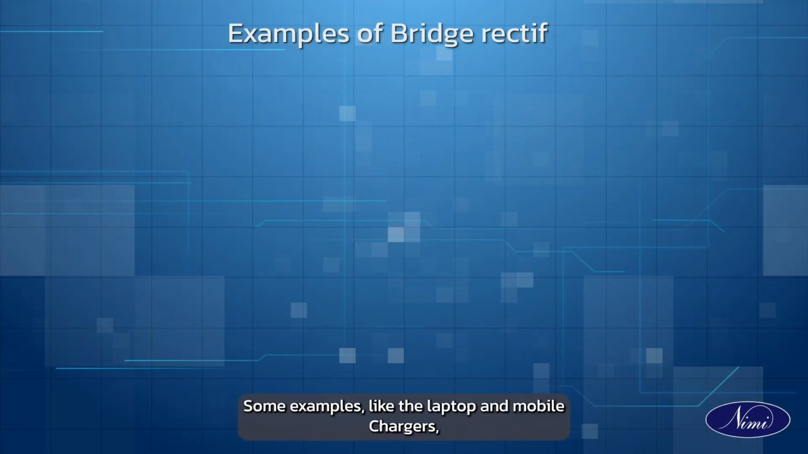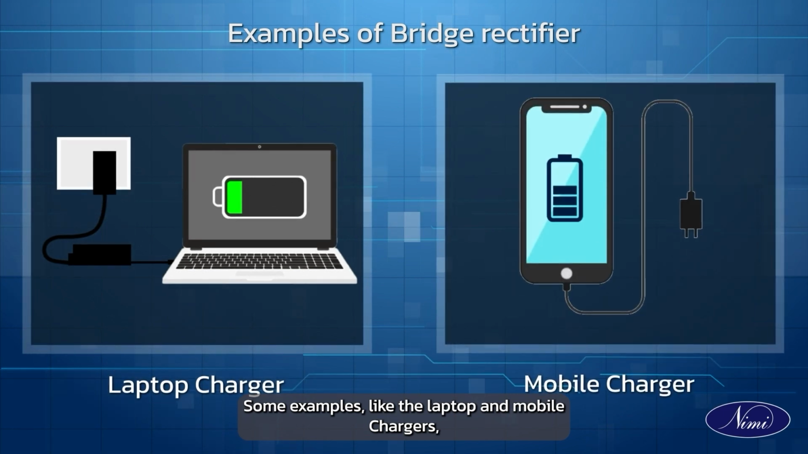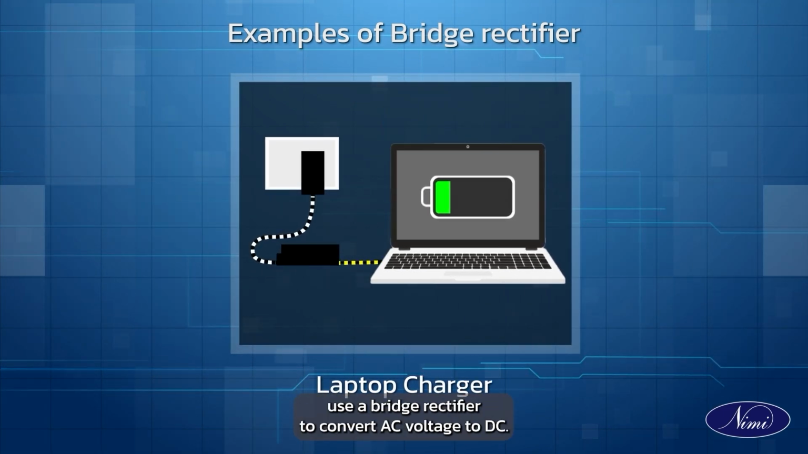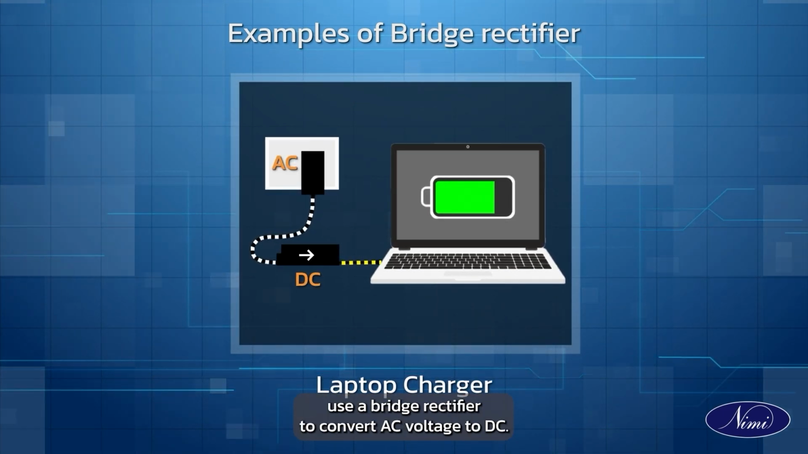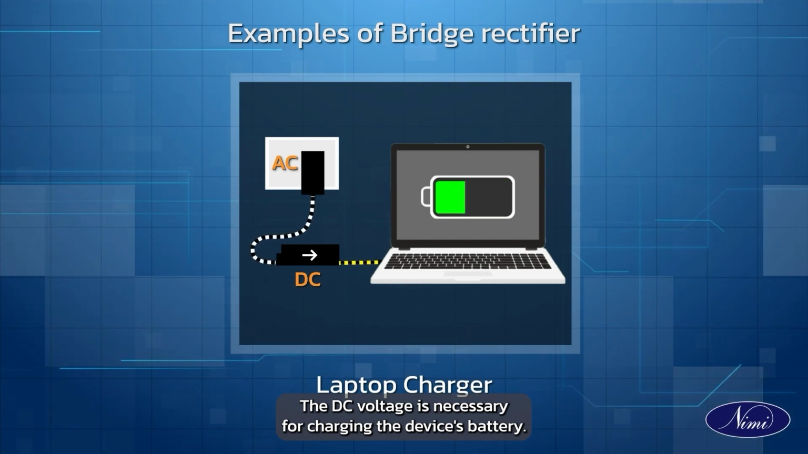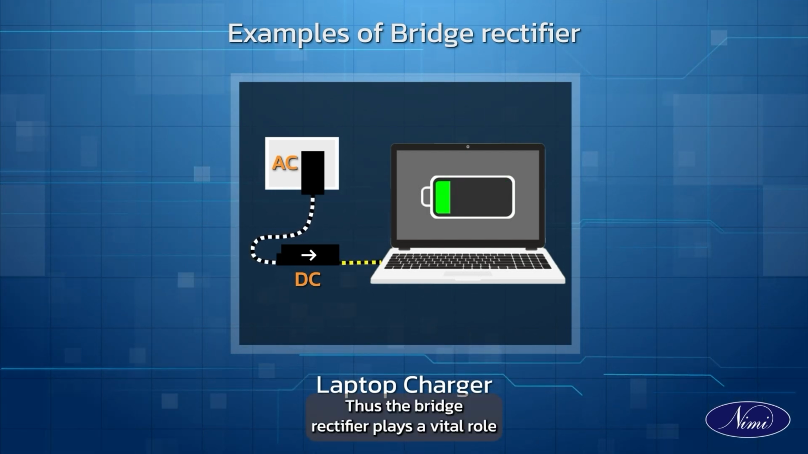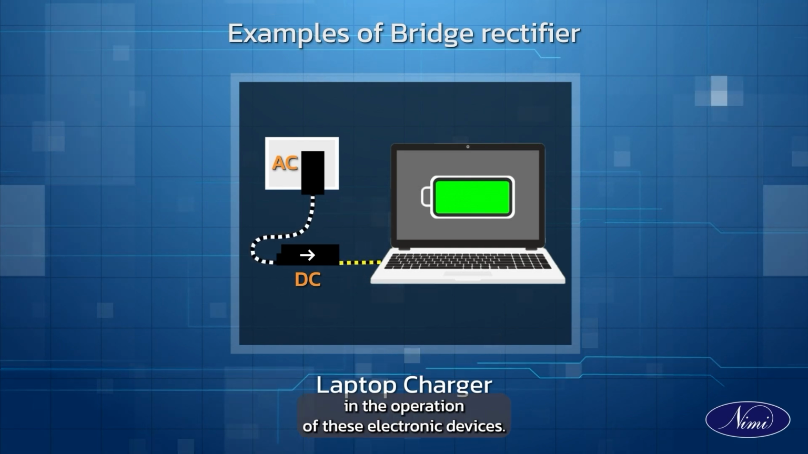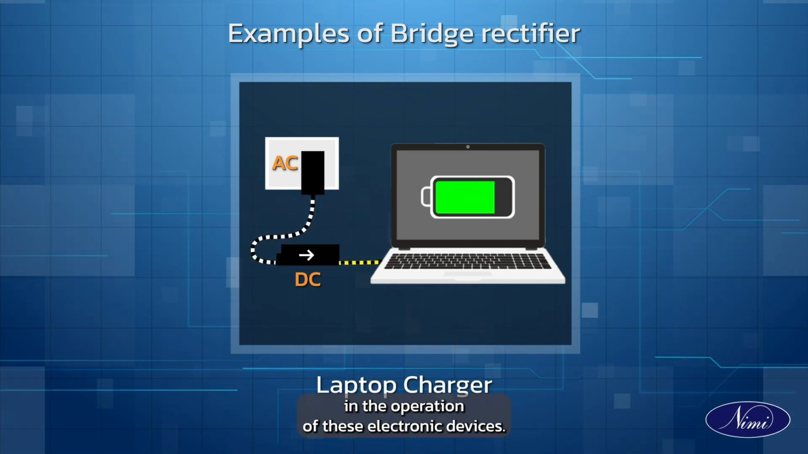Some examples like the laptop and mobile chargers use a bridge rectifier to convert AC voltage to DC. The DC voltage is necessary for charging the device's battery. Thus, the bridge rectifier plays a vital role in the operation of these electronic devices.